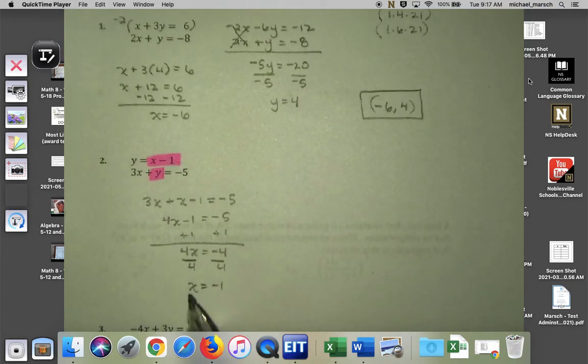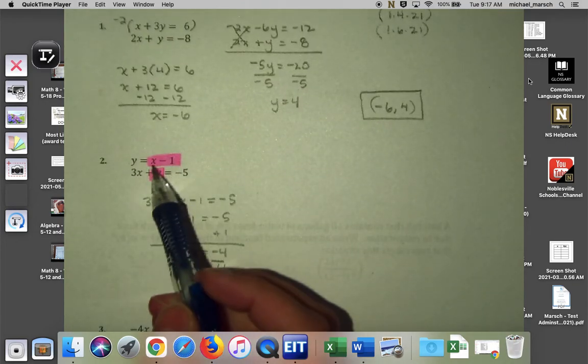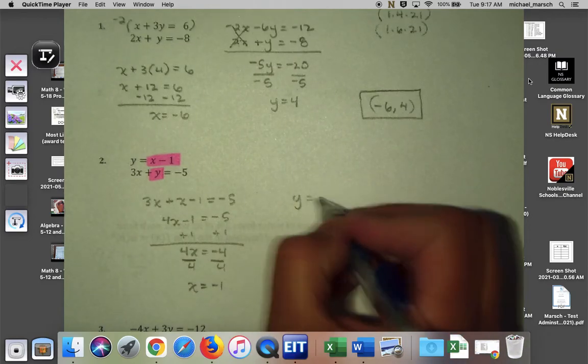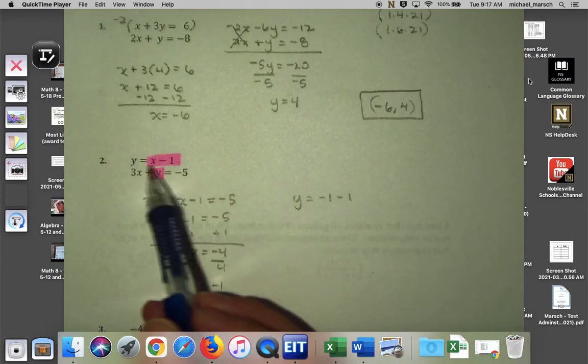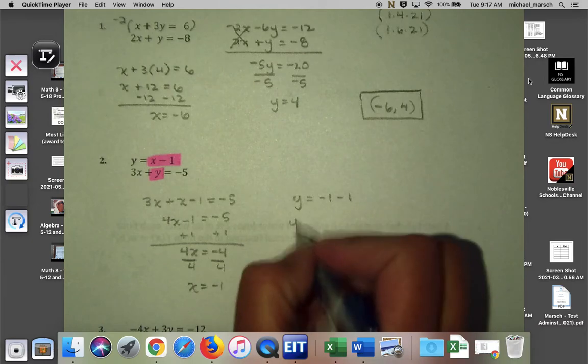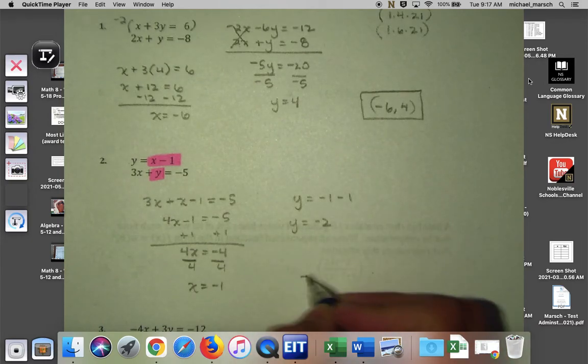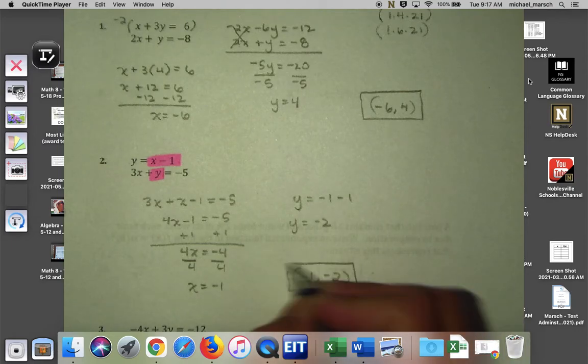So now I can take this value and put it back up here. So y equals negative 1 minus 1, back into this equation. y is going to equal negative 2. So my ordered pair is negative 1, negative 2. That's where the two lines would intersect if I had graphed them.